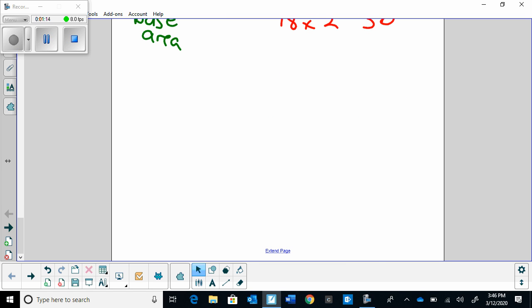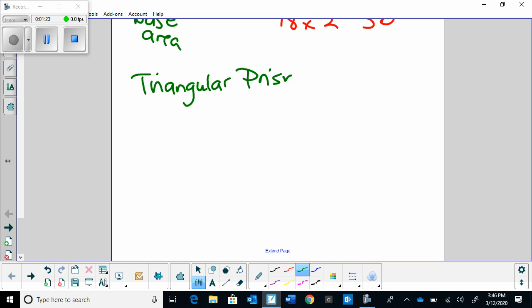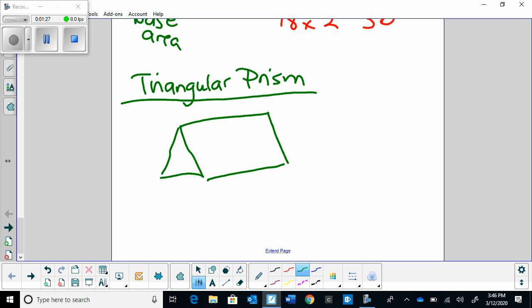Now, the next shape we looked at was, well then what about a triangular prism? All right, and we said, okay, here's my triangular prism. What's the base? What's the height? And what's the length?